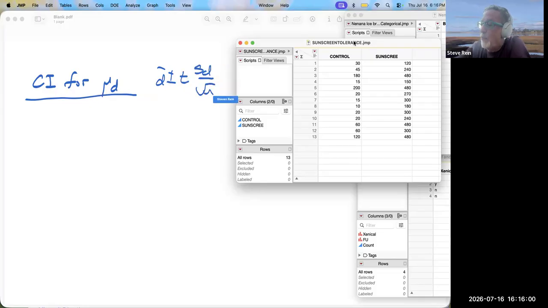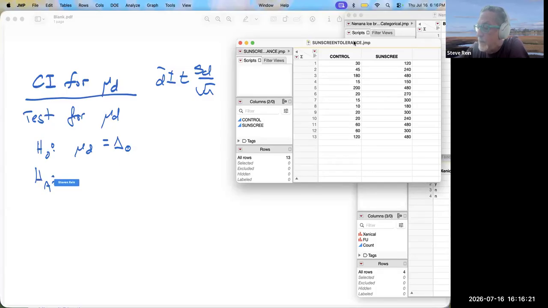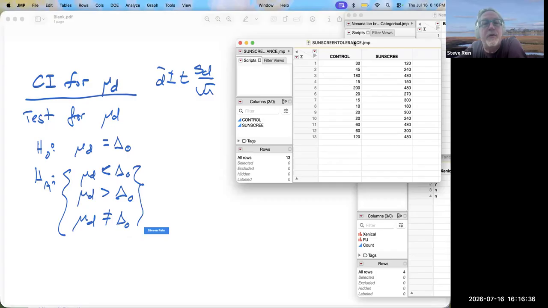Okay. What about a test for mu d? And again, typically you might care about something like the following. The null hypothesis could be that mu d is a specified value delta naught. Your alternative might be that mu d is less than delta naught. Maybe mu d is greater than delta naught. Maybe just that mu d is not delta naught. Okay, so there's three possible alternatives.